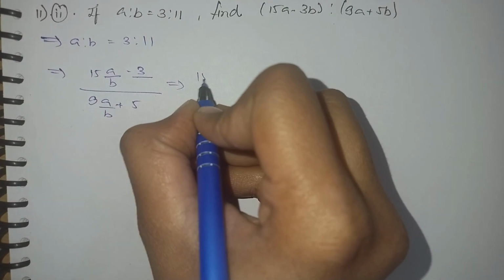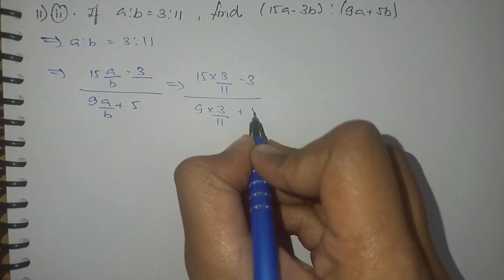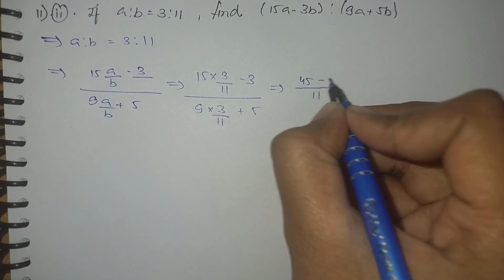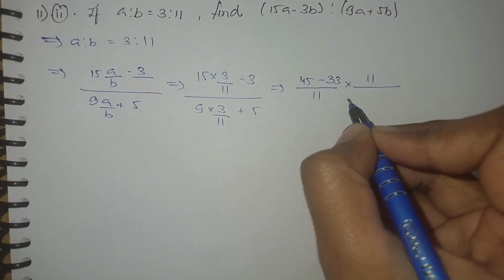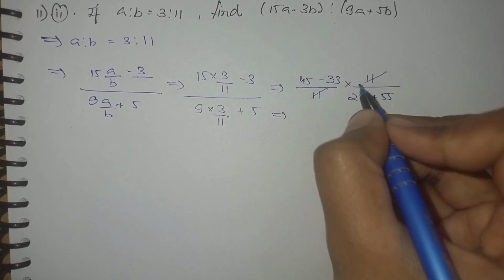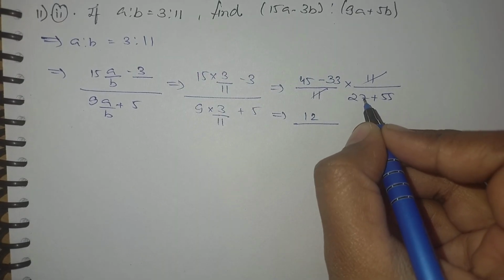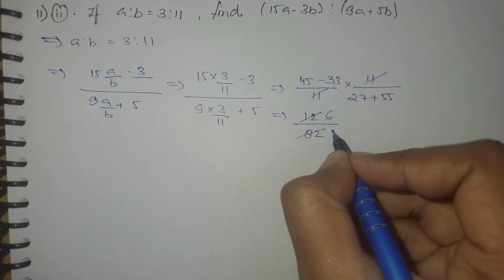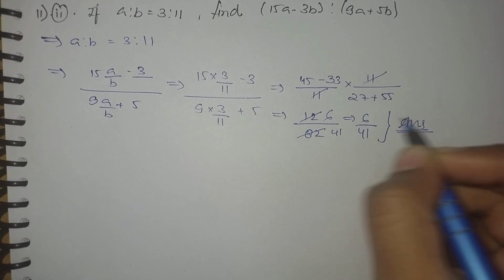So we will get 15a by b, 15 into 3 by 11 minus 3, divided by 9 into 3 by 11 plus 5. So we will get 15 into 3 will be 45 by 11 minus 11 into 3, that is 33, over 11, divided by 9 into 3, 27 plus 55. So it will become 45 minus 33, and 4 minus 3 will become 1 divided by 7 plus 5 will be 12. So this will be cancelled out and we will get 6 by 41 here. So this is the question number 11, second part, final solution.